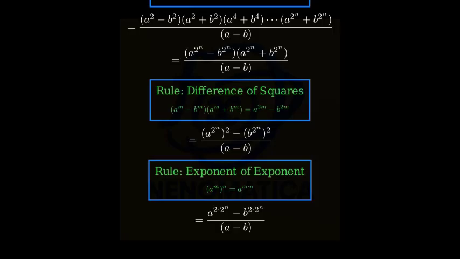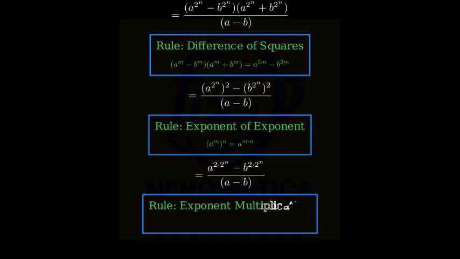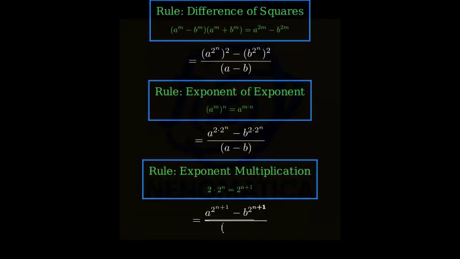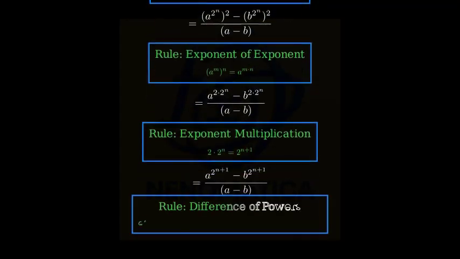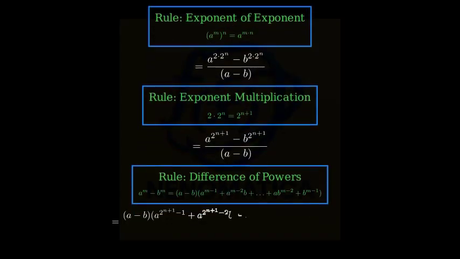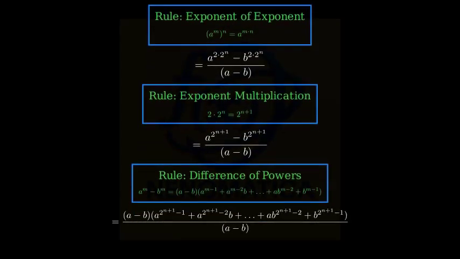Let's simplify the exponent further. 2 times 2 to the n equals 2 to the n plus 1. Now we can apply a special formula. We know that a to the m minus b to the m equals a minus b times the sum of a to the m minus 1 times b to the 0 plus a to the m minus 2 times b to the 1, and so on up to a to the 0 times b to the m minus 1.